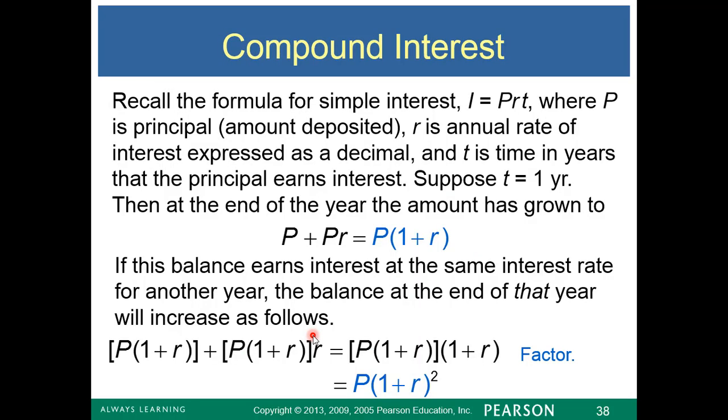Okay. Now, compound interest. Now, recall that the formula for simple interest is I equals PRT, where P is the principal, or the amount deposited, or the amount loaned, or borrowed, I should say. R is the annual interest rate, expressed as a decimal. T is the time in years that the principal earns interest. And suppose that T is 1 year.